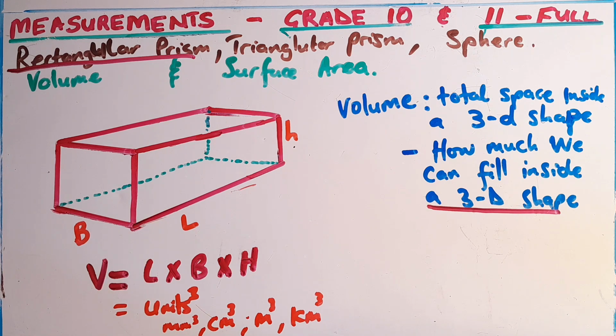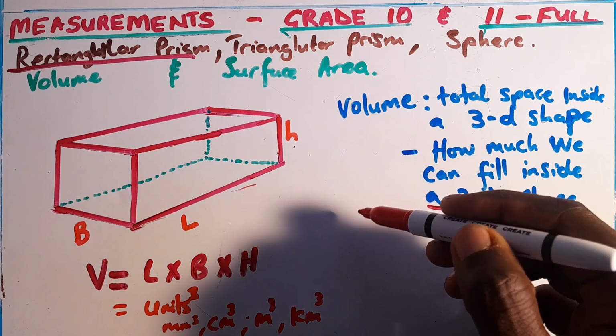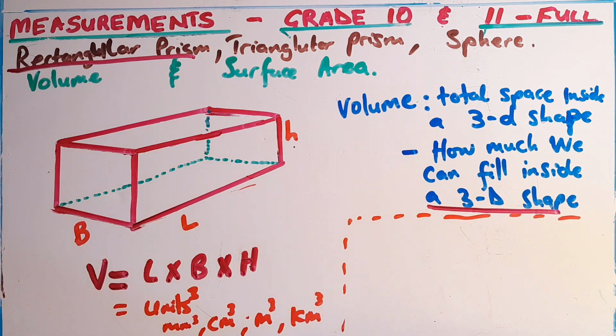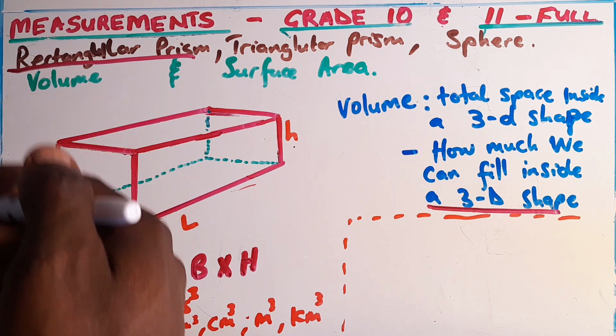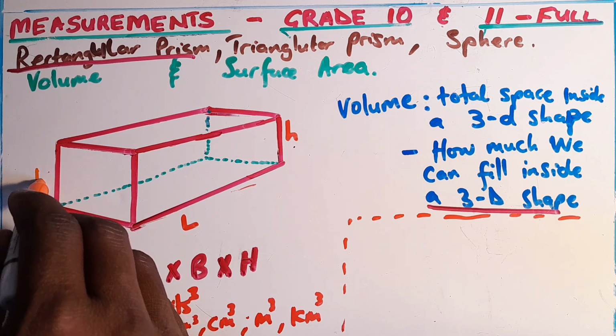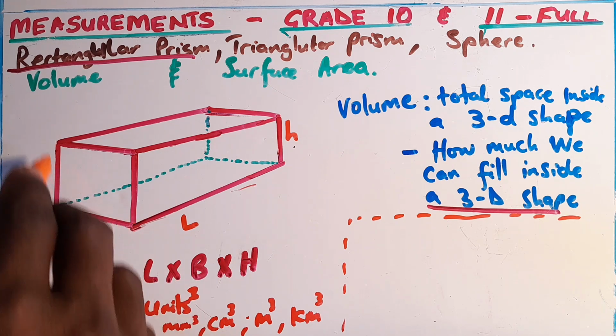So now going to the total surface area of this shape, I need you to understand something. How many faces do we have on this shape? Let's try to count together. We have this front face, the one that is facing me. This one has the breadth and the height.